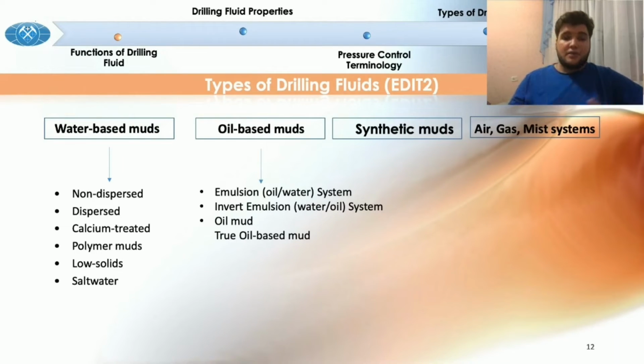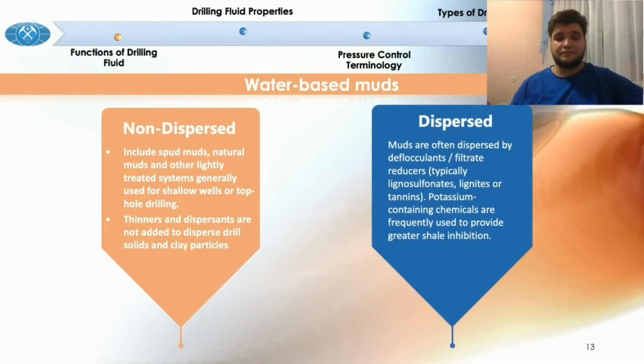So let's talk about types of drilling fluids. There are four types usually used in drilling: water-based muds, oil-based muds, synthetic muds, and air, gas, and mist systems. Let's start with water-based muds.